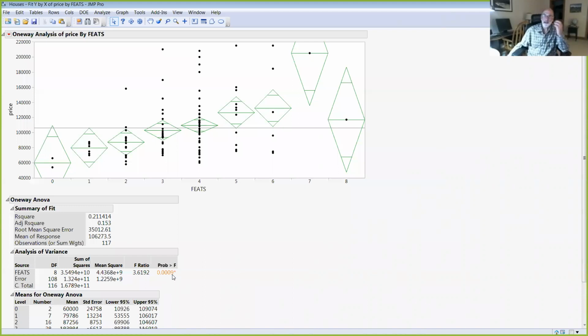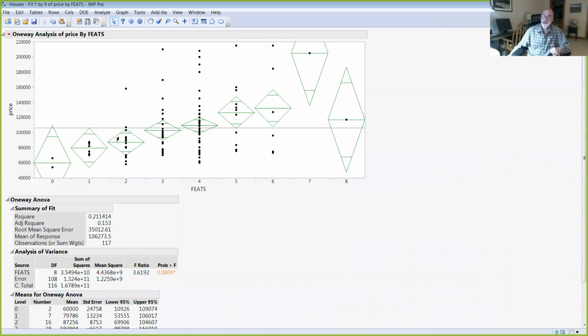So if, in fact, it were true that all houses with different numbers of features had the same average price, we are far enough away from that to safely say we can reject that hypothesis. The way the hypothesis test is actually done is it does 2 kinds of calculations. It looks at this black line, which is known as the grand mean. That's the overall average price of houses, about 106,000 here.